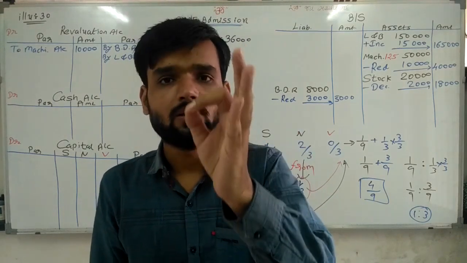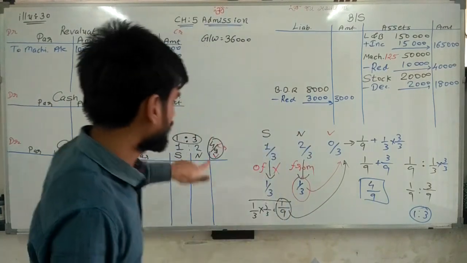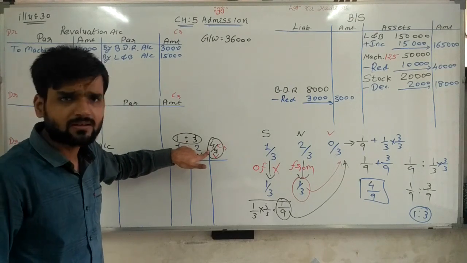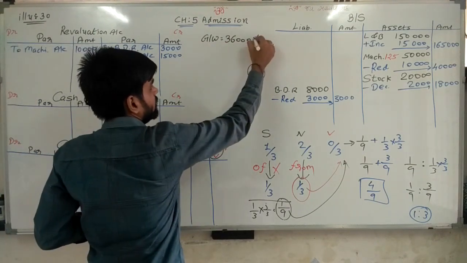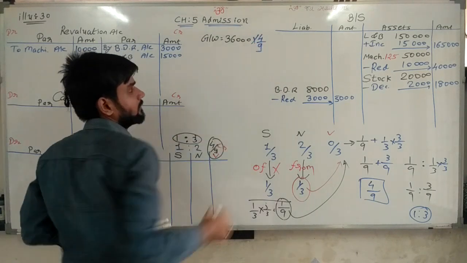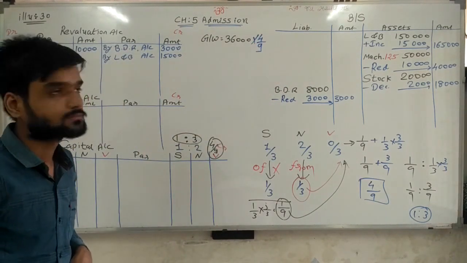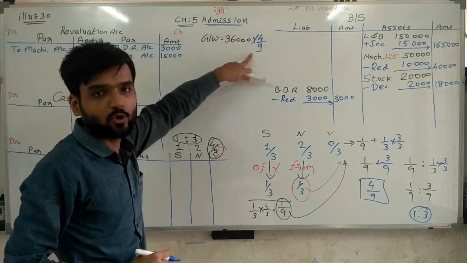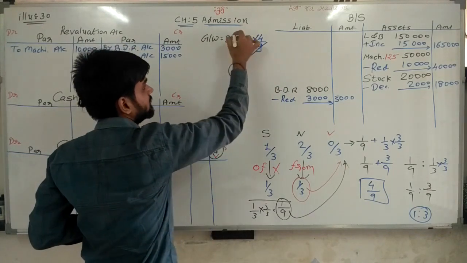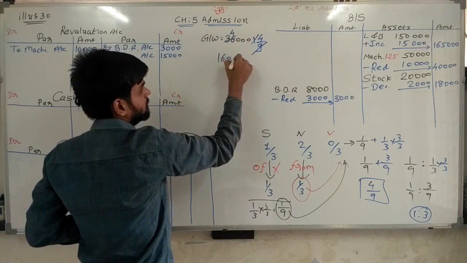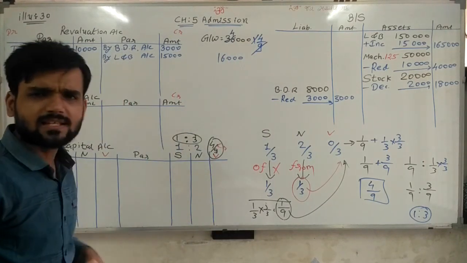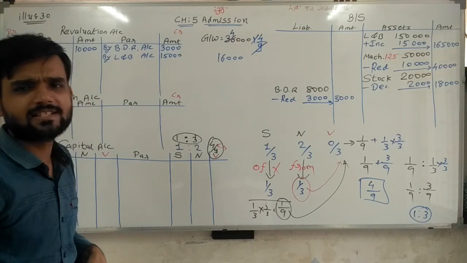His share of goodwill he brings in cash. So his share of goodwill means what? 4/9 share. So in this goodwill, calculate the 4/9 portion. So 36,000 into 4 divided by 9. 9 4s are 4 4s are 16. 16,000 rupees is the answer.